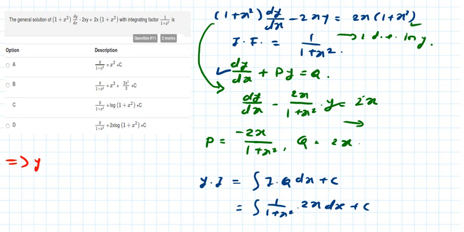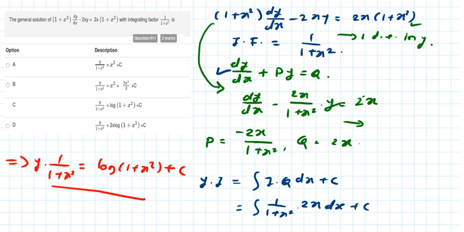So that is equal to y into I. I is what? 1 upon 1 plus x square, equal to the integration of this term, which will be log of 1 plus x square plus c. If you observe the options, I think option C is the right answer.